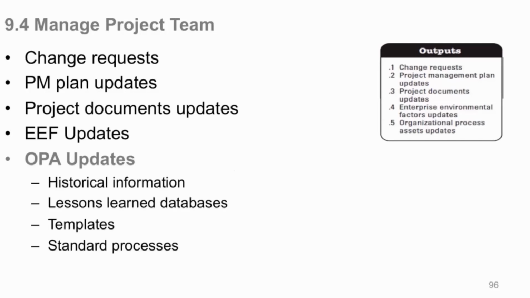And finally, your OPA updates, historical information, lessons learned, obviously. Templates, you may adjust templates that better fit your project, or just, because we're talking updates here, to existing templates, and then standard processes may be tweaked for your project or for the organization as a whole if you found a better way to do something and your organization buys it. So that's the output. So that's it for human resource management.